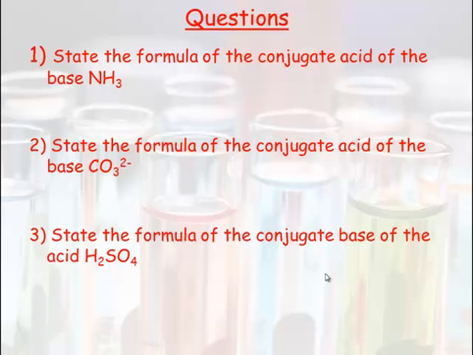Okay, so the answers to these are ammonium, extra hydrogen, hydrogen carbonate, extra hydrogen. Remember, for a conjugate acid, you add a hydrogen, and for the formula for the conjugate base, you do the opposite. You take off a hydrogen, so you end up with HSO4 negative.